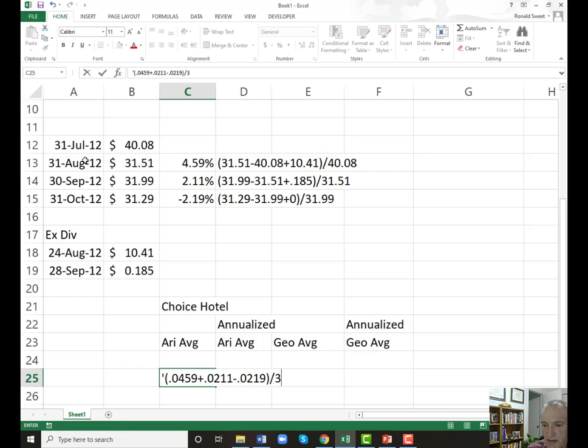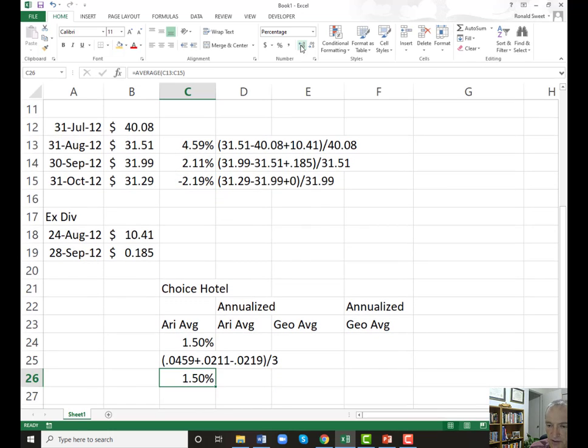So I take those 3 numbers and divide by 3, and I get 1.5%. Then I'm going to check it using Excel just to make sure. And sure enough, I get 1.5%. To do the annualized arithmetic average, all I got to do is take 0.015 times 12. Just annualize it, so I just take that times 12, and that gives me 18.04%.